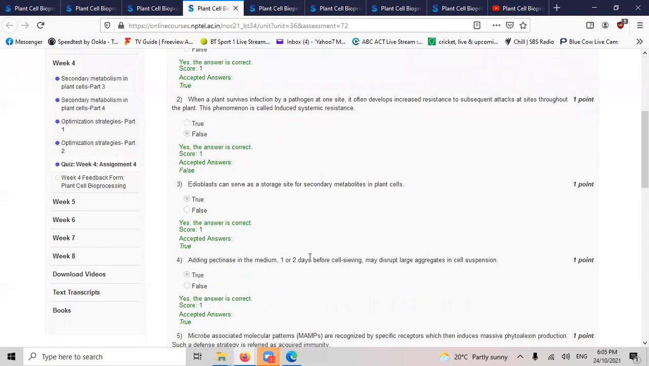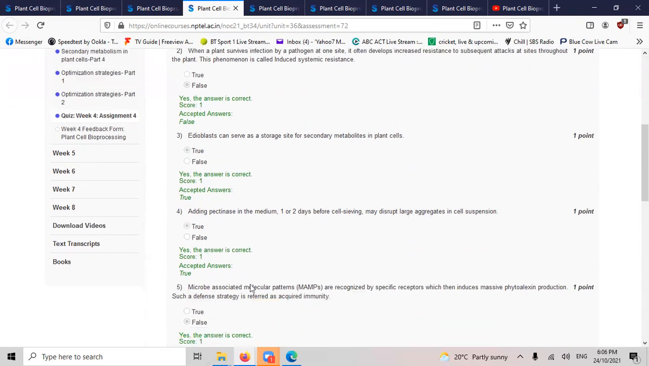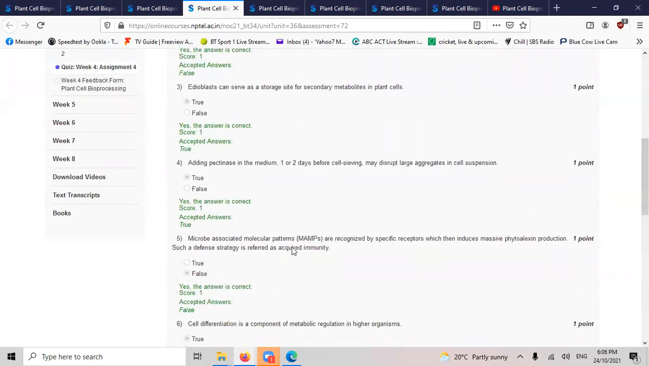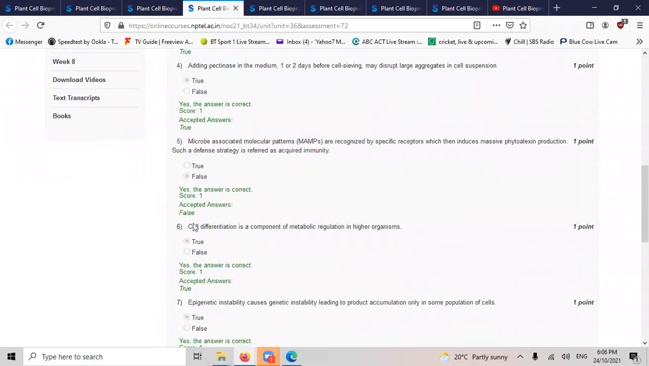Adding pectinase in the medium 1 to 2 days before cell sieving may definitely disrupt large aggregates in the cell suspension. True. Microbial molecular patterns are recognized by specific receptors, which then induces massive phytoalexin production in the defense strategy. It's referred to as acquired immunity. No, that's systemic immunity. That's amazing.